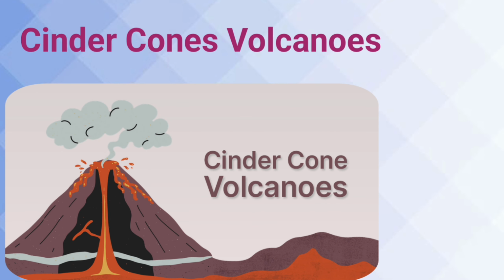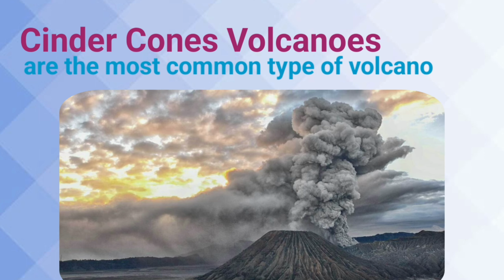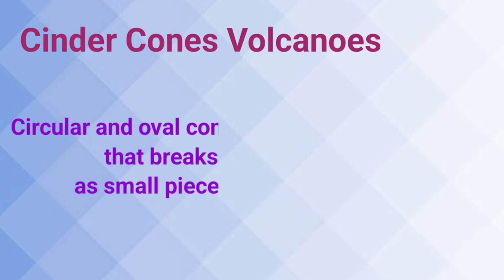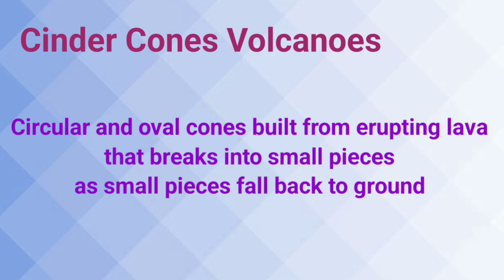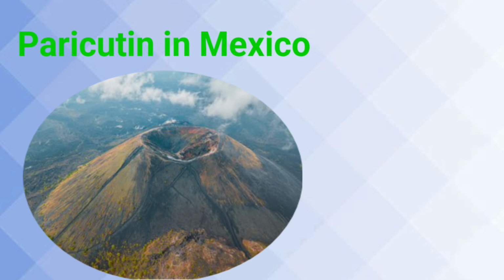Cinder cone volcano. Cinder cones are the simplest type of volcano. These are the most common type of volcano. Cinder cone volcanoes are circular and oval cones built from erupting lava that breaks into small pieces, which fall back to the ground. Cinder cone volcanoes are usually mildly to moderately explosive because they usually have low viscosity and low volatile content of magma.